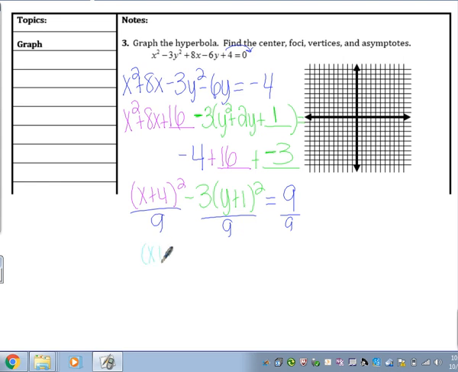So I have (x plus 4) squared over 9 minus (y plus 1) squared over 3. Right now we know that its center is going to be where? Negative 4, negative 1. And since x is first, I know my branches are going to go which way? Left and right.